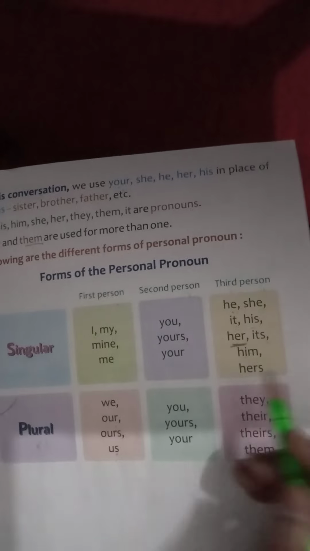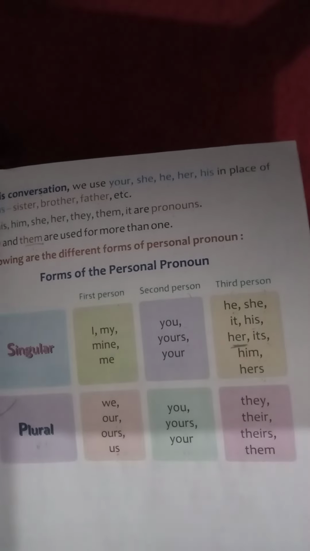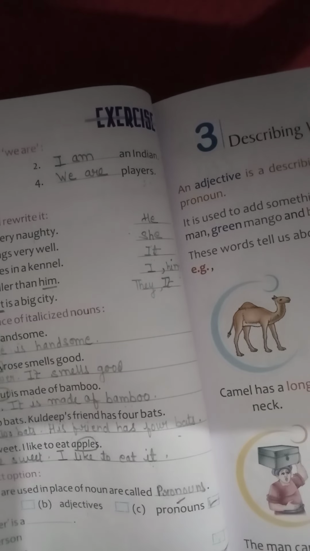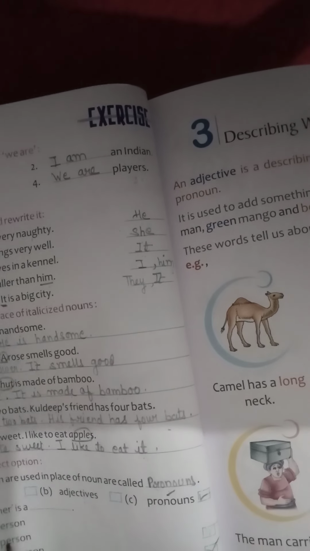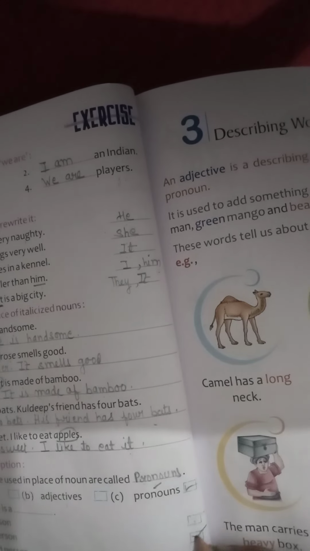Right? Now, what is her? Her is a third person. Is her a first person, second person or third person? Her is a third person. Tick on third person.